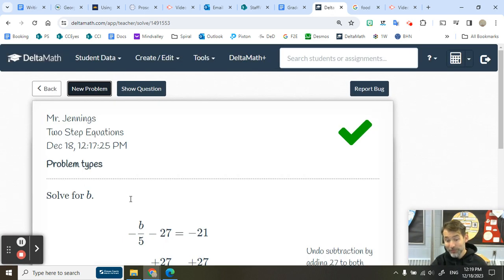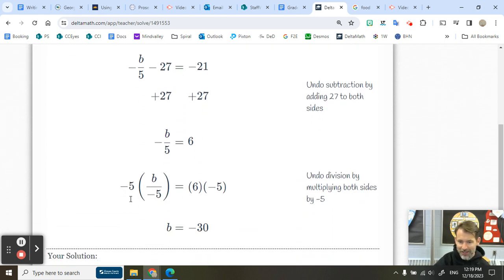Let's see if they do it a different way or exactly the same way. I don't always do things exactly the same way as Delta Math, but when I do, they're two-step equations. Okay, so here, look. They add 27 to both sides. Beautiful. They found that negative b over 5 is equal to 6. Beautiful. We had the same thing.